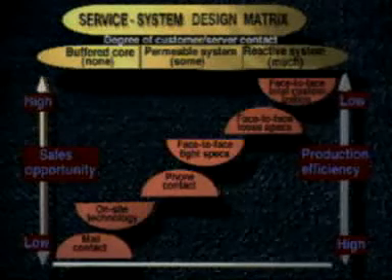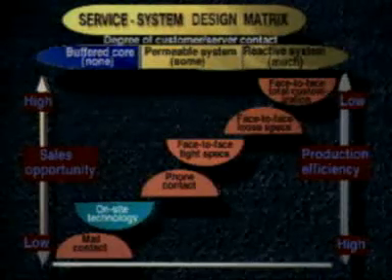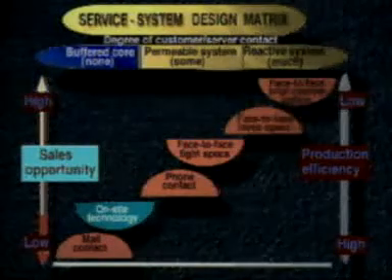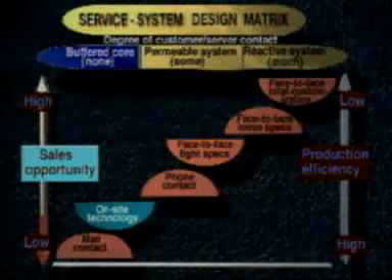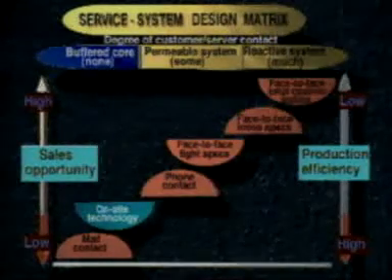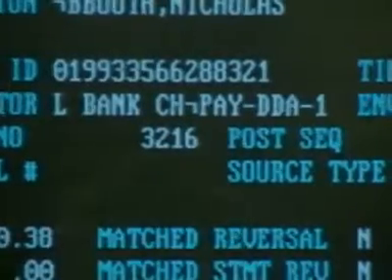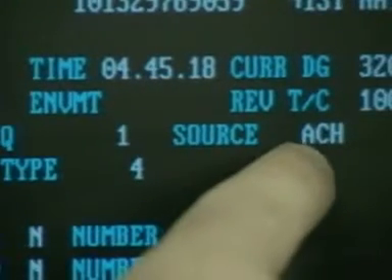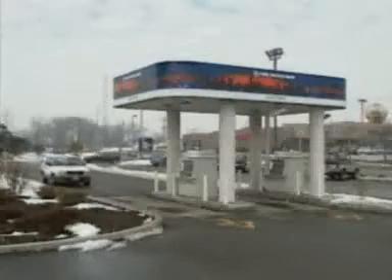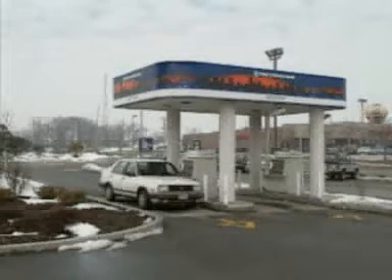The next delivery system is on-site technology, which typically requires no direct customer contact, so there is little sales opportunity, although slightly more than with a mail contact system. However, there is still a very high level of production efficiency. A perfect example of this type of service system is automatic deposit, where a customer's paycheck is automatically deposited into his or her bank account via a computer link-up between the customer's employer and the bank. Automated teller machines are also representative of this kind of service.